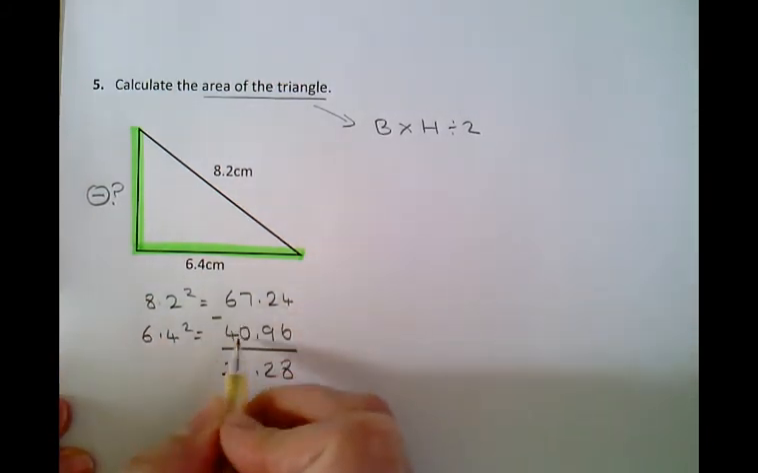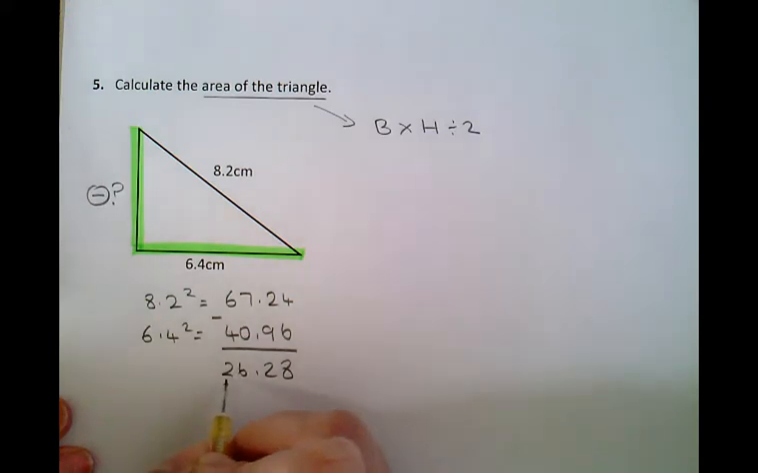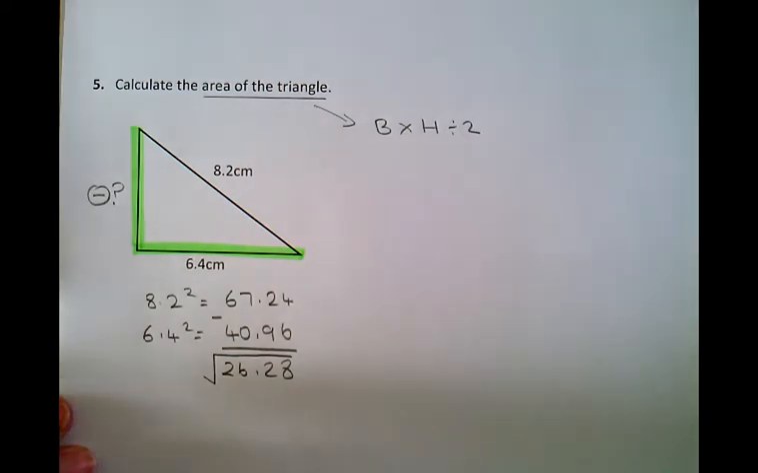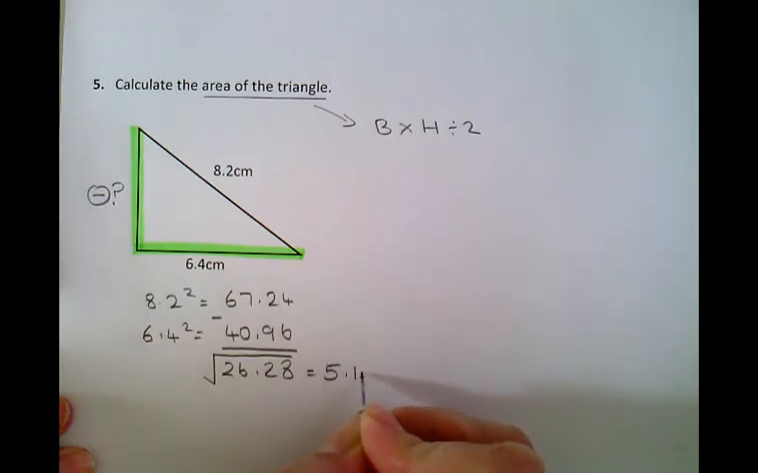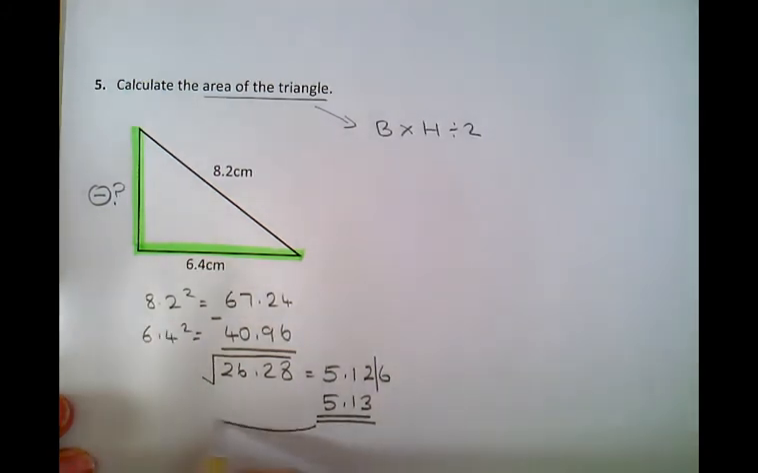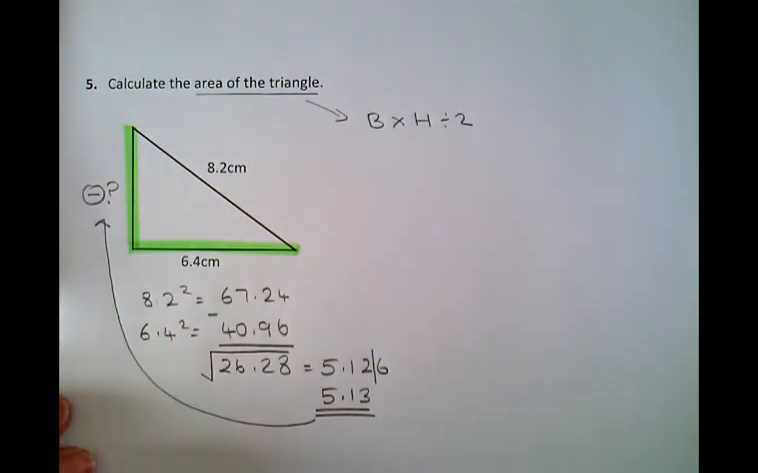and you get 26.28. If you take these away the other way around, you'll get a negative number, which you'll not be able to square root, so if that happens, just put them in with the big number first. So the square root of 26.28 gets you 5.126, so maybe round that to 2 decimal places, 5.13. So that's the height that we're going to use, that's the height of the triangle.